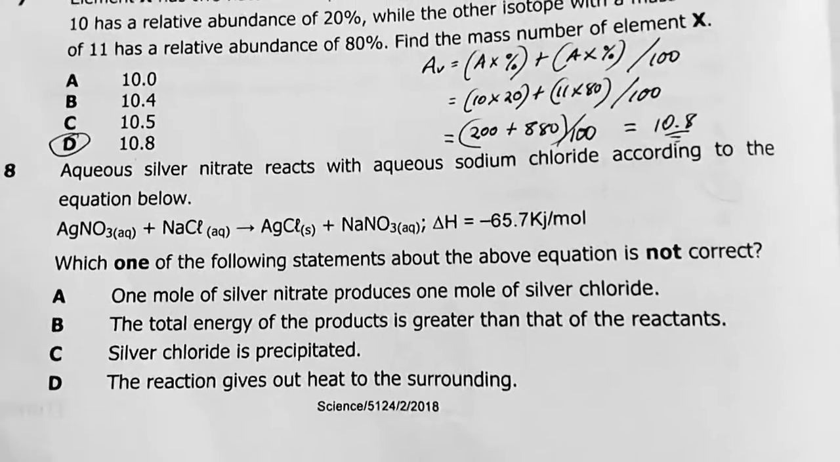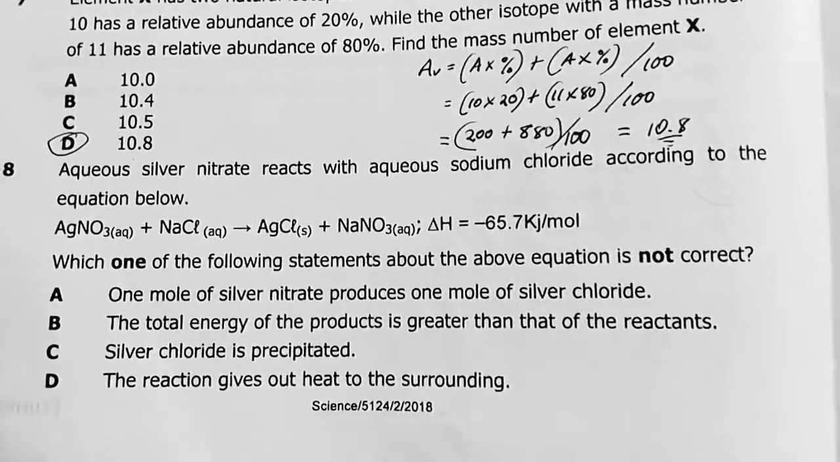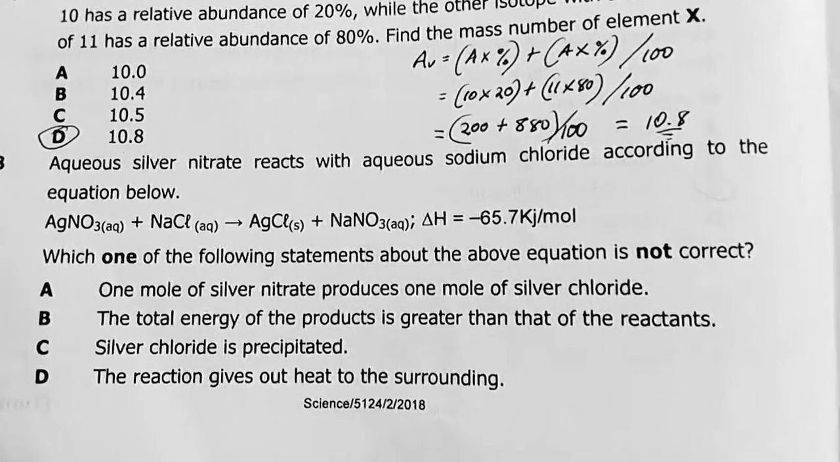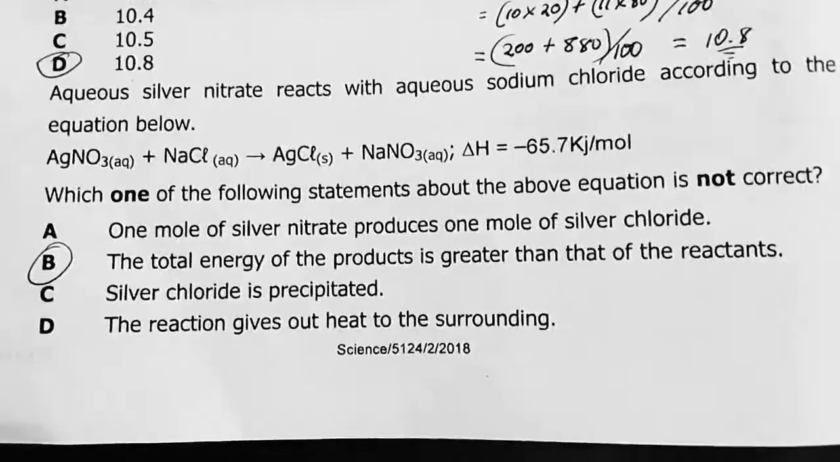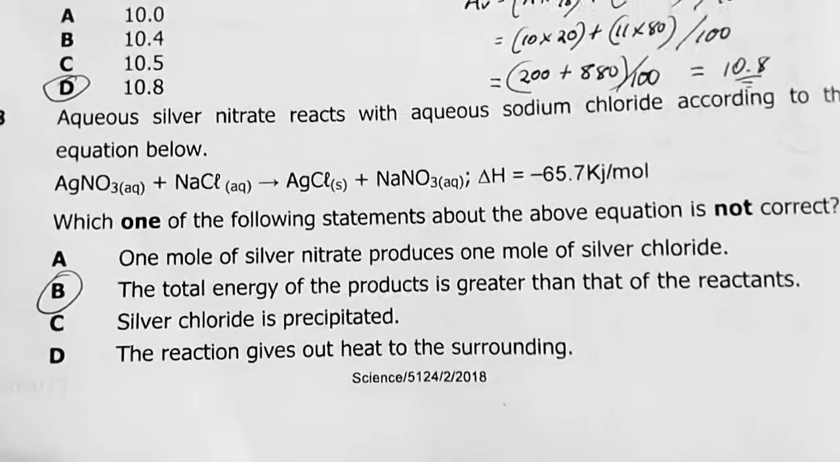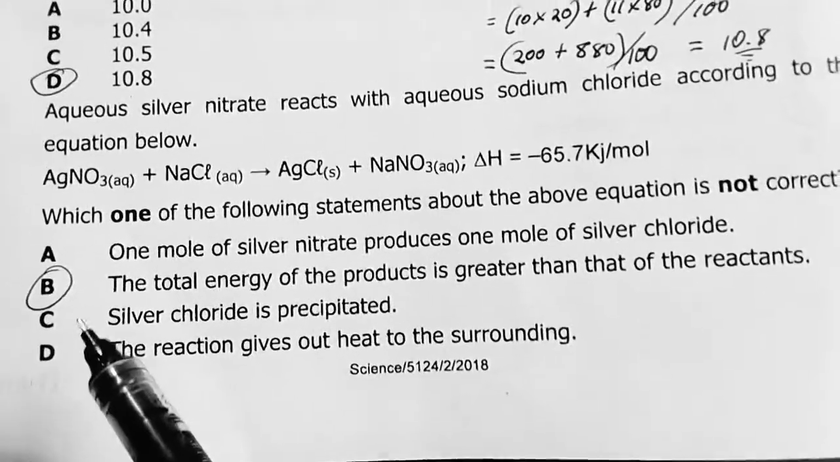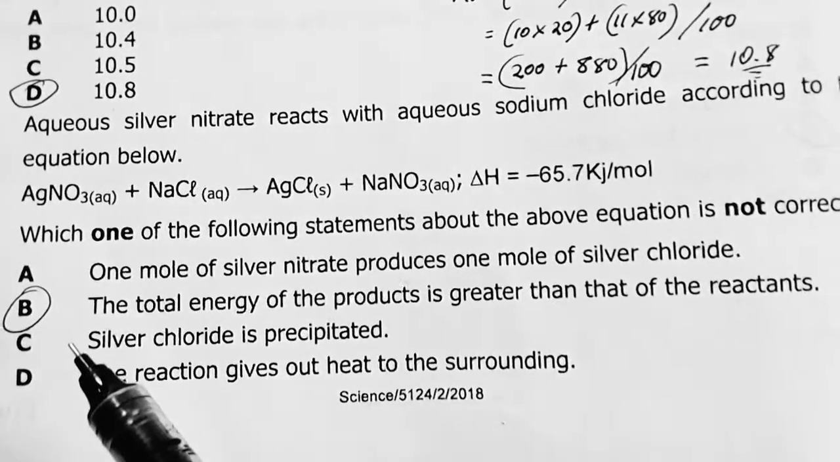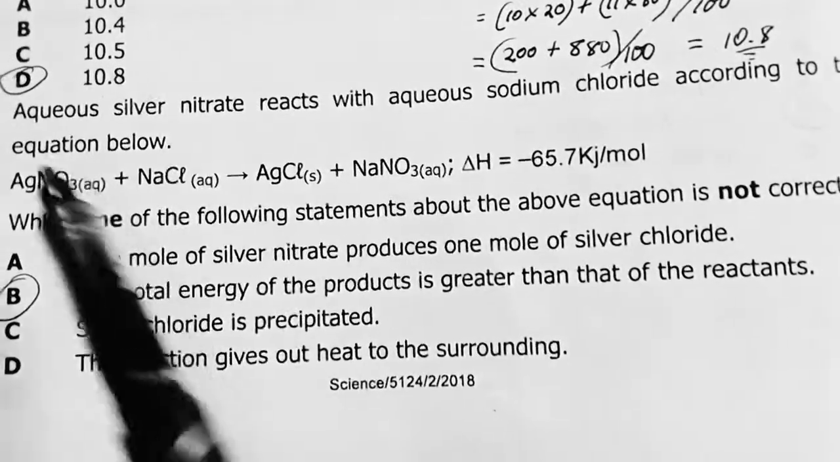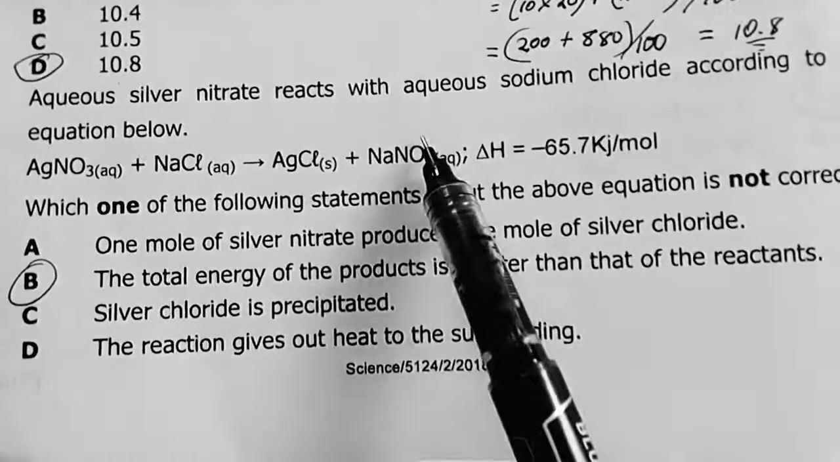Aqueous silver nitrate reacts with aqueous sodium chloride according to the equation below. Which one of the following statements about the above equation is not true? My answer there is B. Let me just analyze, because I had not yet circled this. I don't know how I skipped this question. So the first statement: 1 mole of silver nitrate produces 1 mole of silver chloride. That's correct. 1 mole, 1 mole, 1 mole, 1 mole.